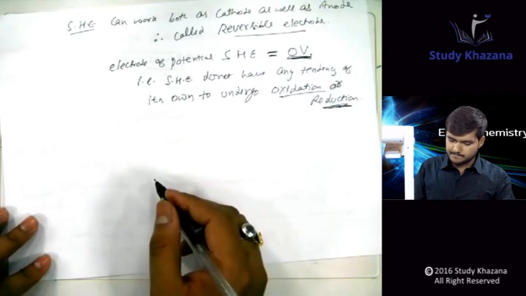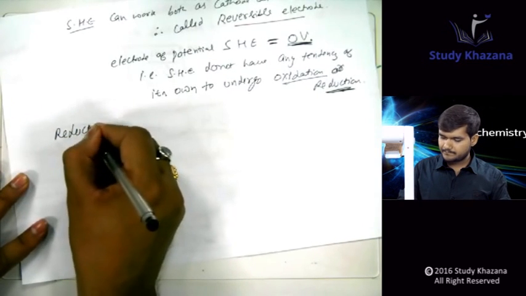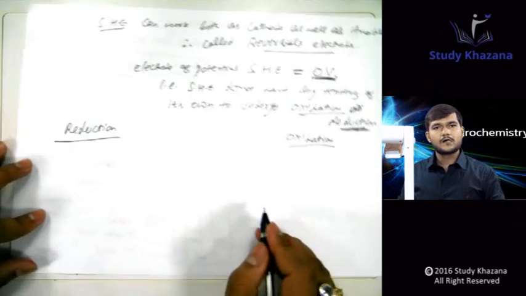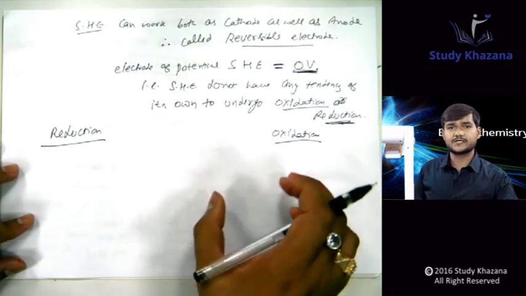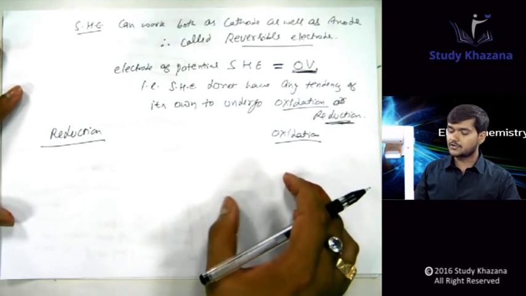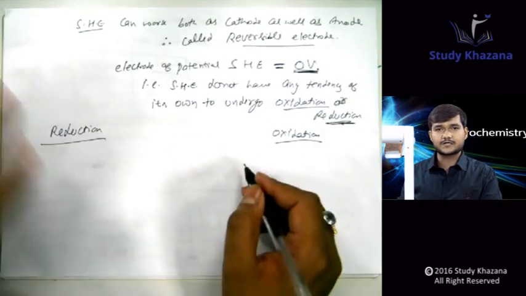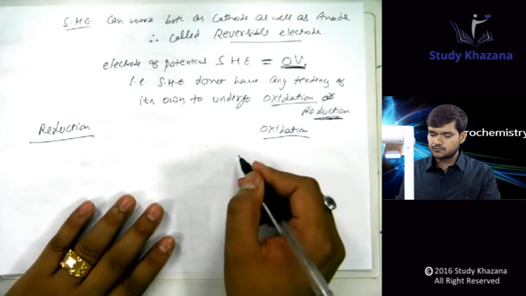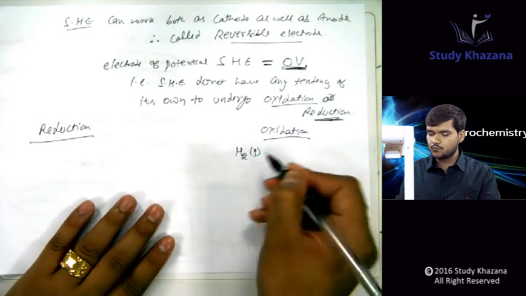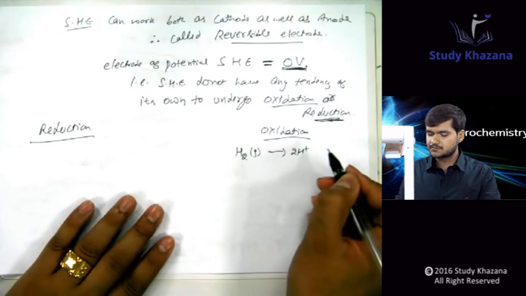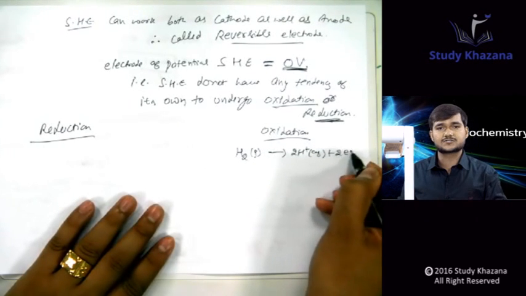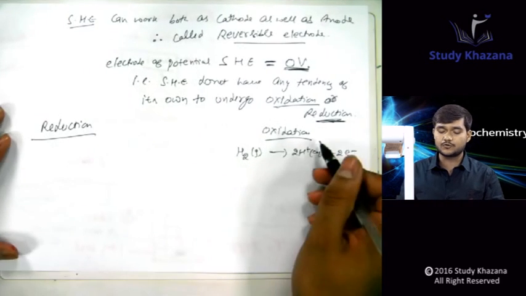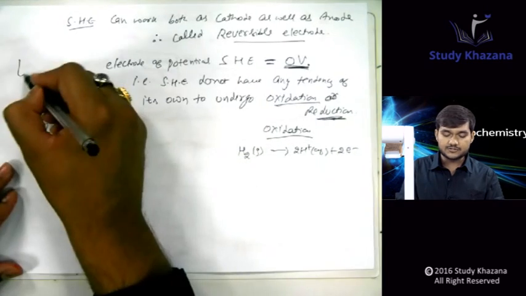Now when the reduction and oxidation occur, how can we represent this for SHE? First we will discuss oxidation. What is oxidation? The loss of electrons is called oxidation. So H2 gas is converted into 2H plus aqueous plus 2 electrons. This is the half cell reaction for oxidation when SHE behaves as anode, because oxidation means anode.